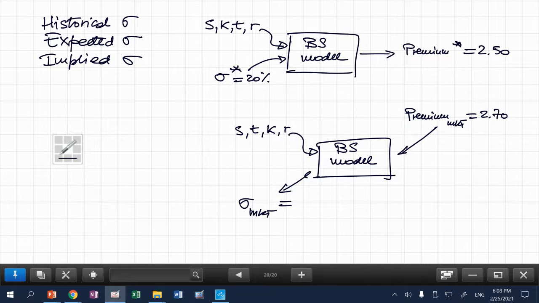Here you can't invert the Black-Scholes model. This is done by iteration until you find the right premium with the right number of decimal digits. But let's say that by iteration we need a 22% volatility, okay? This is what we call implied volatility.